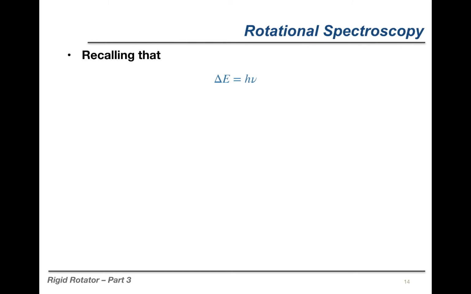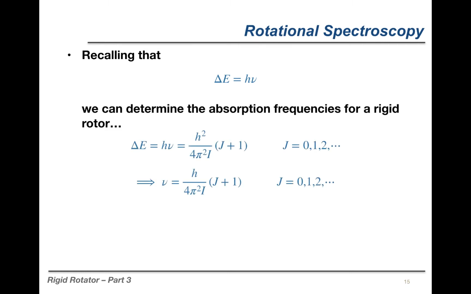Recalling that delta E equals h nu, we can now relate a change in rotational quantum state from, say, J to J plus 1 to a frequency of electromagnetic radiation that can cause that transition. A little bit of algebra brings us to the expressions on the screen now.